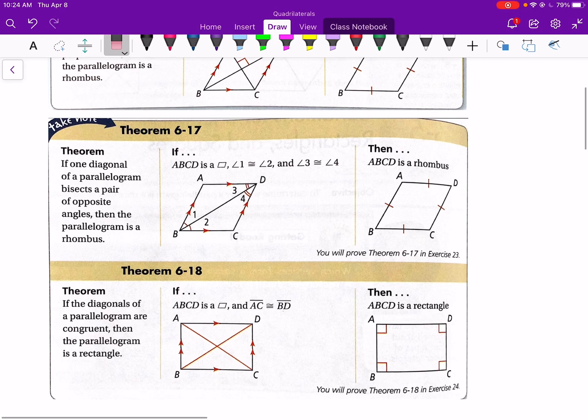The third theorem for today, theorem 618, says that if the diagonals of a parallelogram are congruent, then the parallelogram is a rectangle. And yesterday we said if we have a rectangle, then the diagonals are congruent. So that's another converse. We are going to use these 3 theorems to prove if a parallelogram is a rectangle, rhombus, or square.